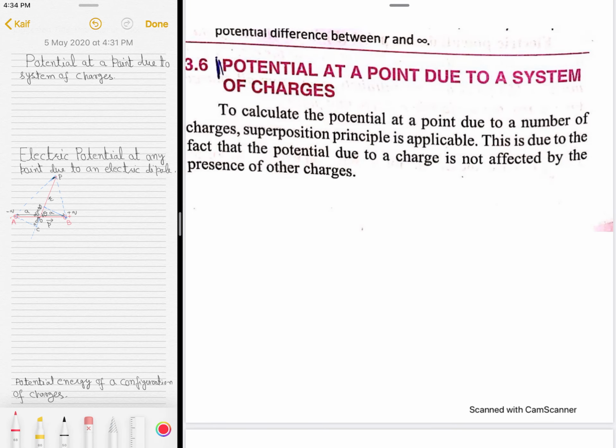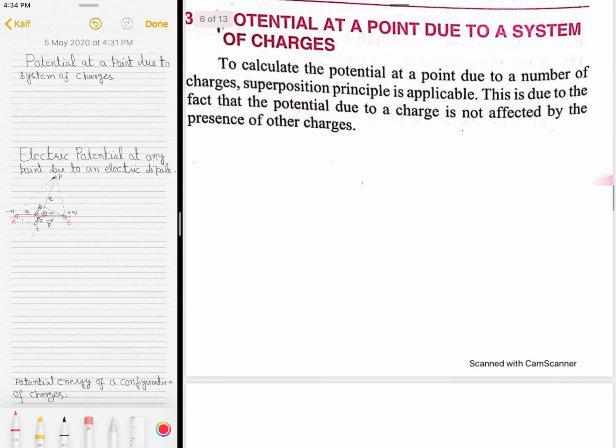Good morning, students. In the previous class, we learnt about potential energy and the potential due to a point charge. Today, I will teach you the potential at a point due to a system of charges.